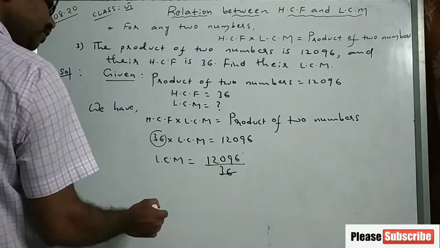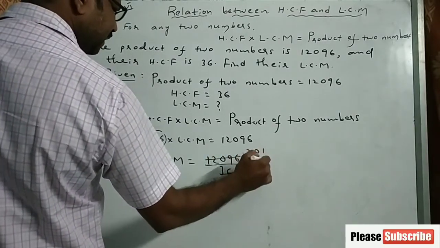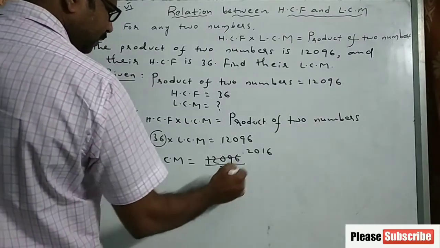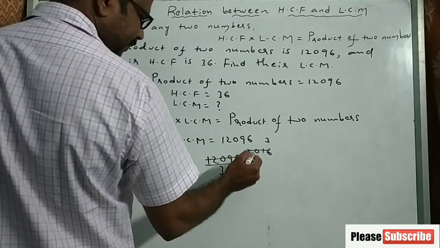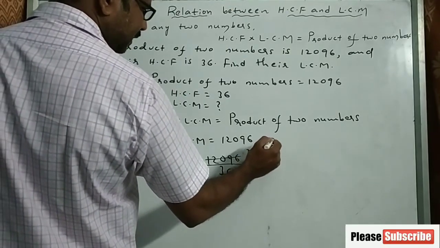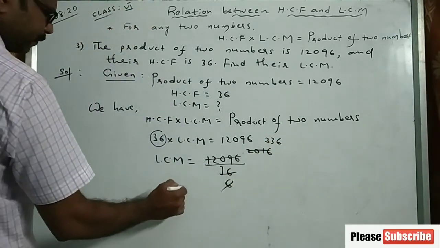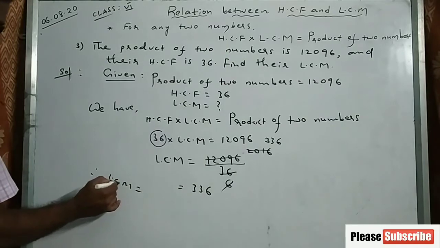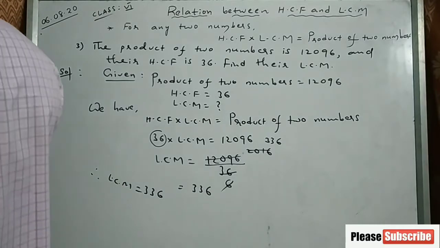Okay. 6 will it go? 6 6s are 36, 6 2s are 12, 6 1s are 6, 6 6s are 36. Again 6 3s are 18. 6 3s are 18, so 2 will remain. 6 3s are 18, 3 will remain. 6 6s are 36. So 336. Therefore, required LCM is equal to 336. That is the end of solution.